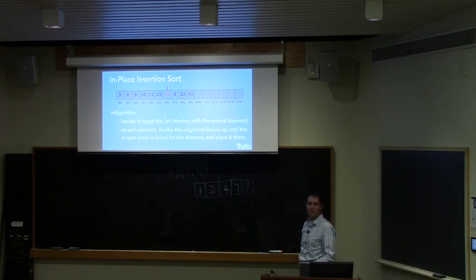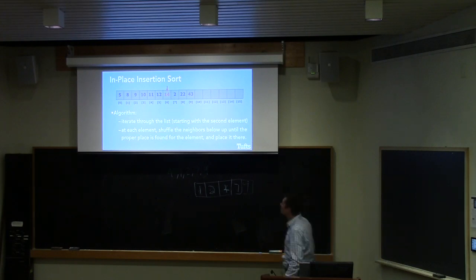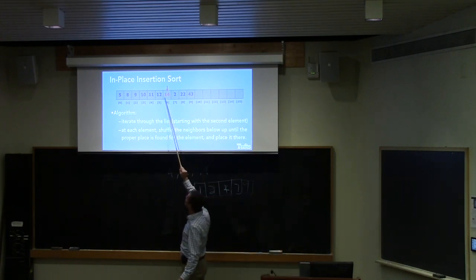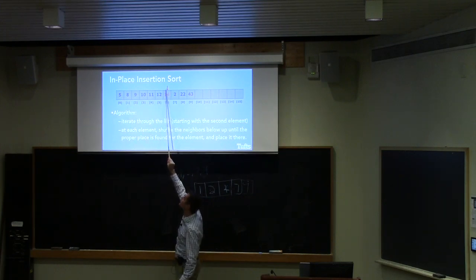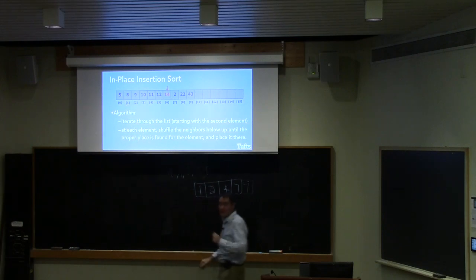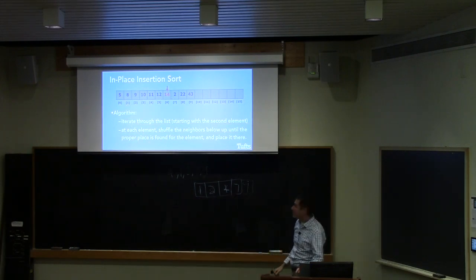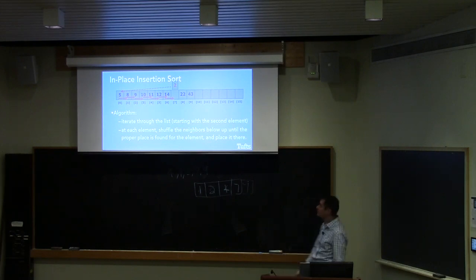We've got to take 2 out and then shuffle 14 and 12, 11, 10, 9, 8, 5, all the way up. Oh, yeah, this is gonna be terrible, right? 14, 12, 11, 10, 9, 8, 5, and then 2 goes whoop, all the way over there. That's an expensive one right there. When we get to a number that's really low, you have to shuffle everybody up.